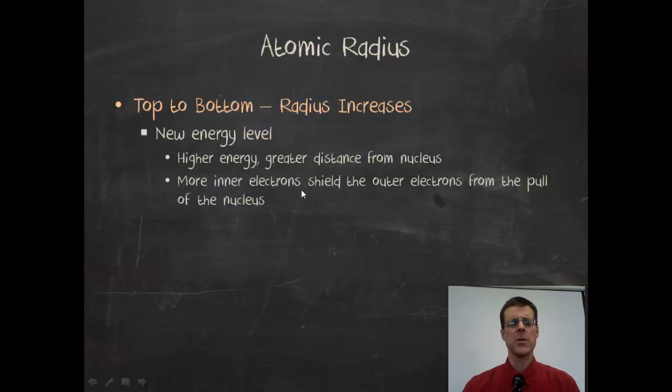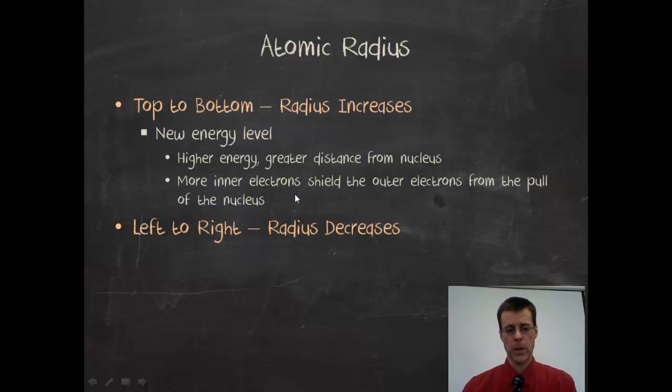But I also have going on more shielding. So I now have even more core electrons shielding the outer electrons, the valence electrons, from the pull of that nucleus. Left to right, the story is a little bit different. The radius got smaller, but as I go left to right, I have an increasing nuclear charge. So as I go from, let's say, sodium with 11 protons to magnesium, 12 protons, to aluminum, 13 protons.